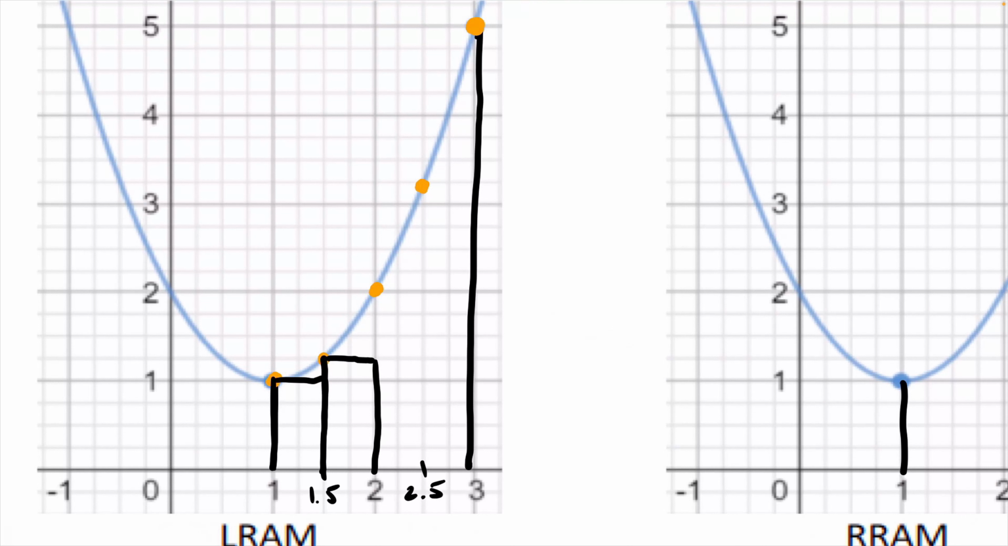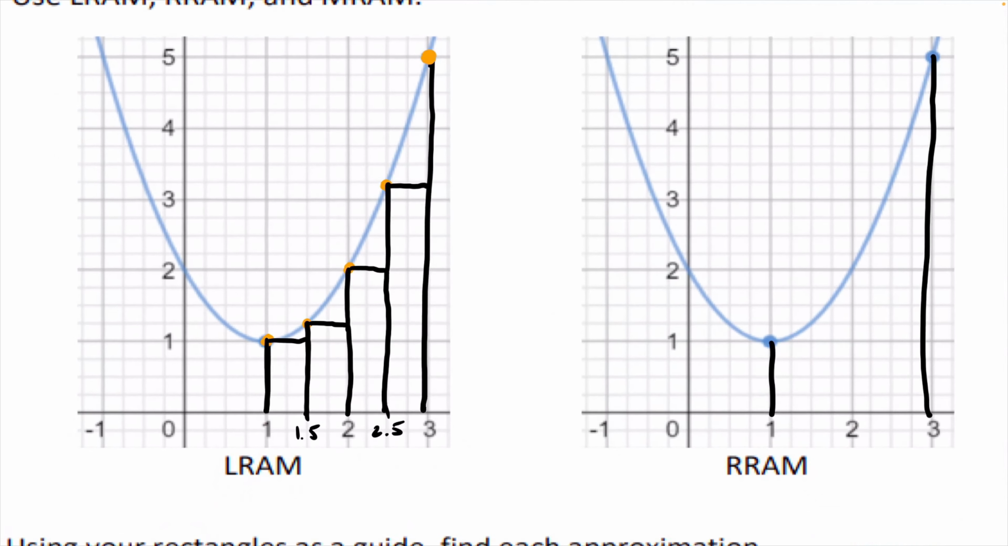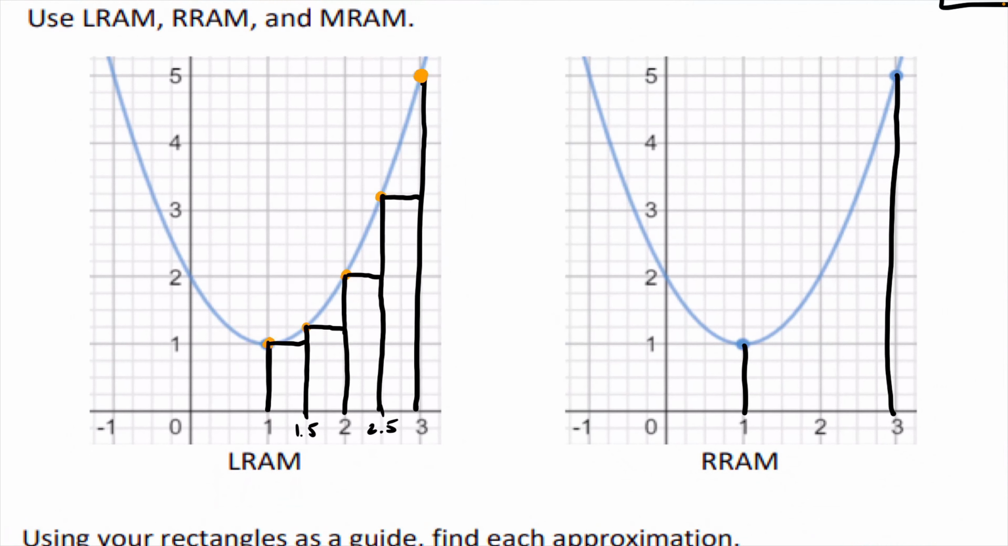There's 2 rectangles. Next one, go up till I hit a dot, come over. And then the last one, go up until you hit a dot, come over, you're done. Those are the 4 rectangles. The hardest part about this, I think, is building the rectangles. Once you build the rectangles, then you're just multiplying and adding, right?